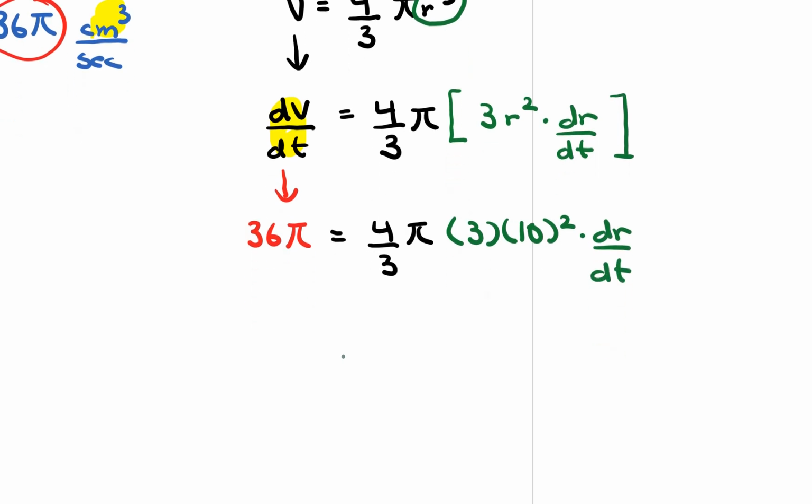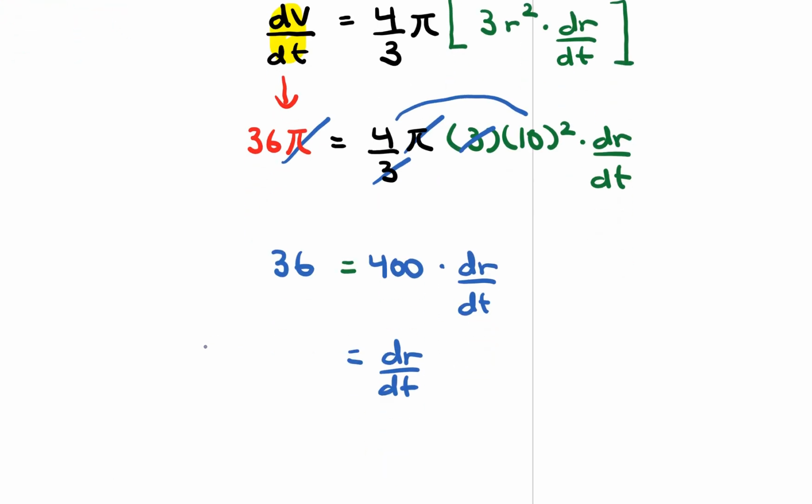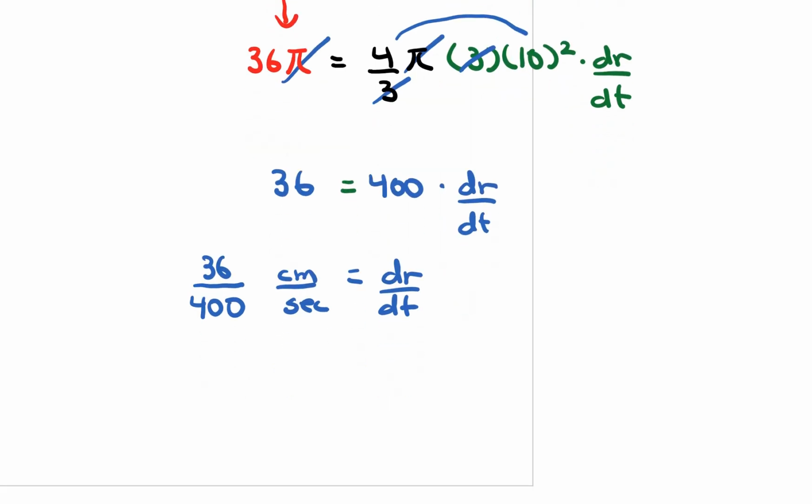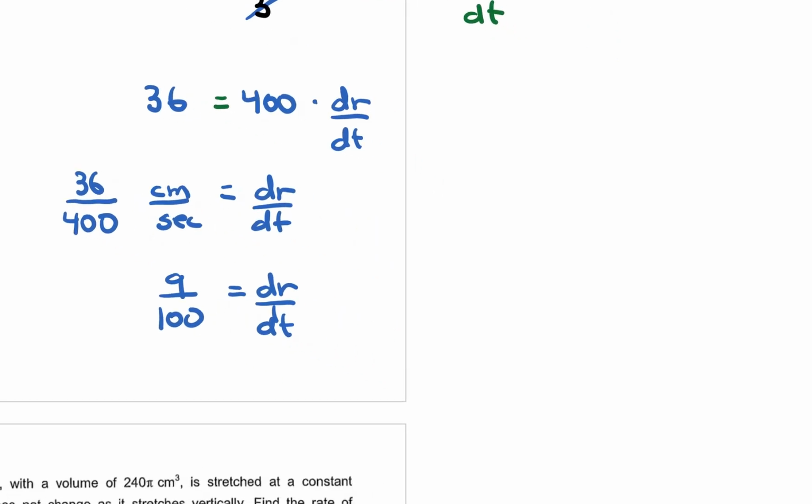Okay, so it's very important to find dr over dt. Let's just see here. I guess the pi's will cancel off. The 3's will cancel off. I guess there's a 36 here. 4 times 10 squared is going to be 400, and that'll be dr over dt. After that, if you divide both sides of the equation by 400, we get 36 over 400. And the units for that should be centimeters per second. And dr over dt, if we continued here, 36 over 100 is going to be 9 over 100 there. Okay, so now that I know that, let me box this.